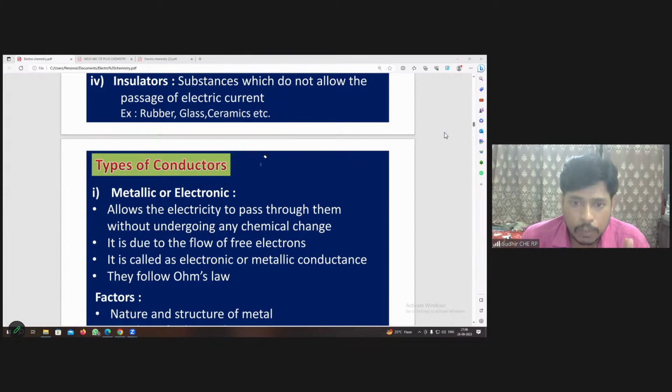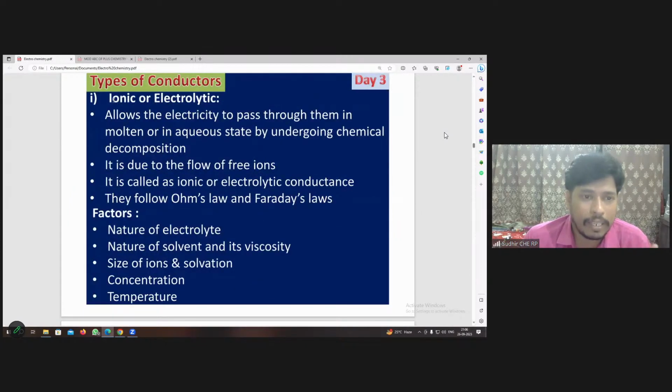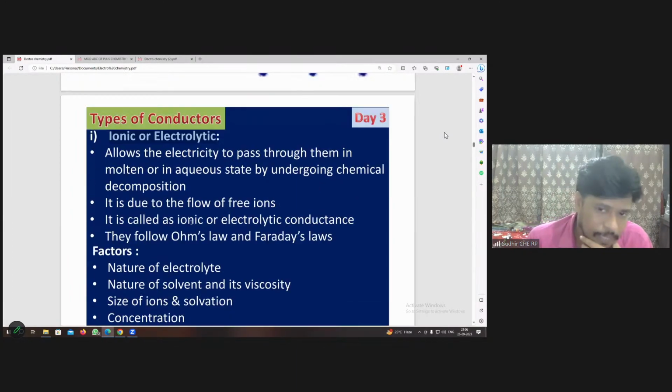Okay, what are those two important types of conductors? One is metallic or electronic conductors. Okay, I hope you're writing the main terms and all. Now, the first type of conductor which you have learned in detail is metallic or electronic conductors. And the second type of conductor is ionic or electrolytic conductors. Okay? Ionic or electrolytic conductors. These are the two main important types of conductors we are going to discuss now.